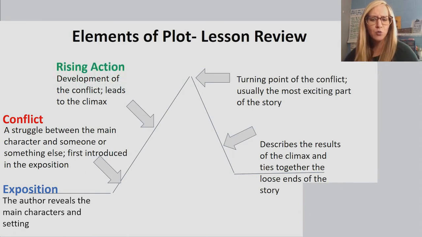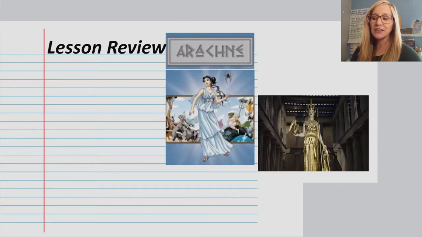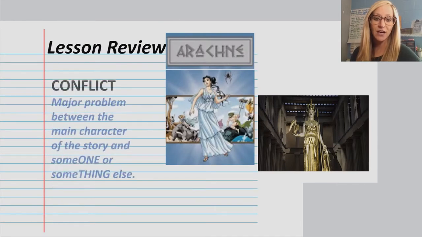And what about the word for the turning point, the most exciting part where you're on the edge of your seat? Great job. It is the climax. And lastly, this leads us all to the end of a story where the author describes the results of the climax and ties together the loose ends of the story. We call that our resolution. Great job.